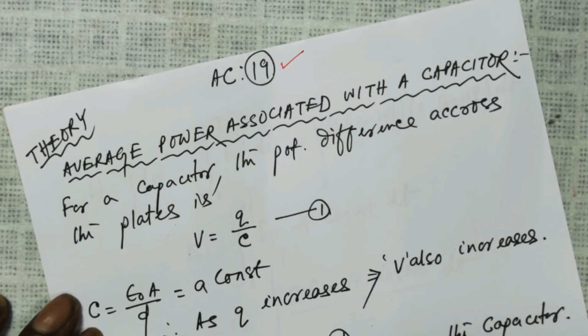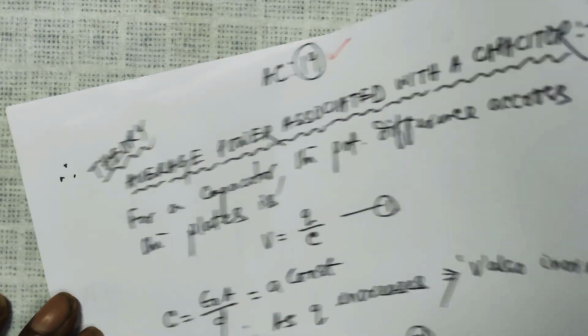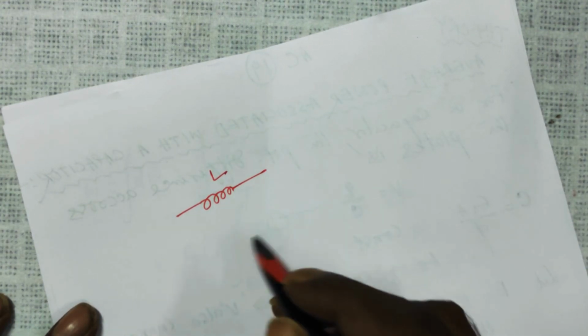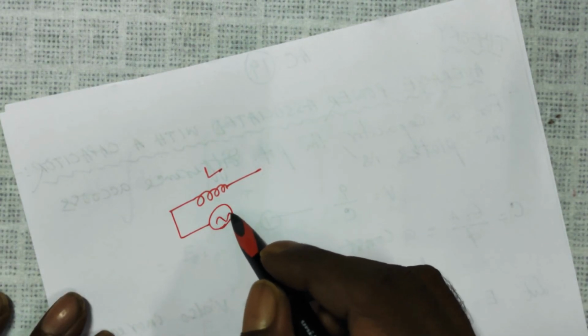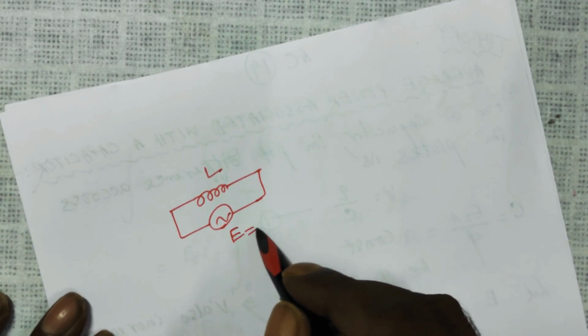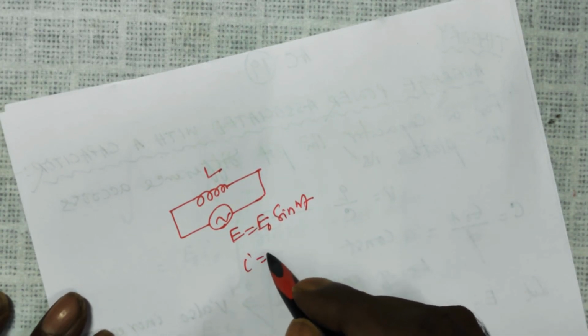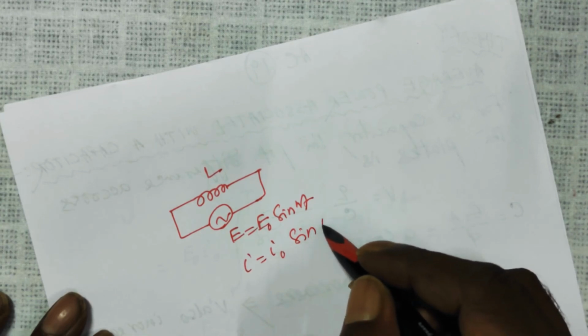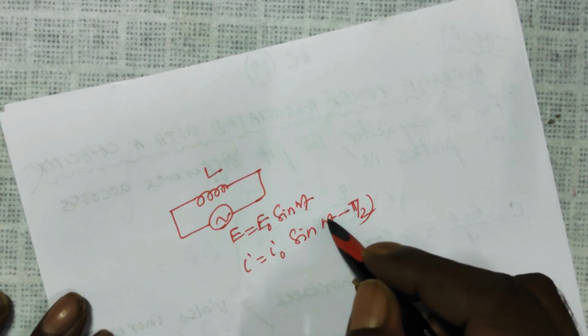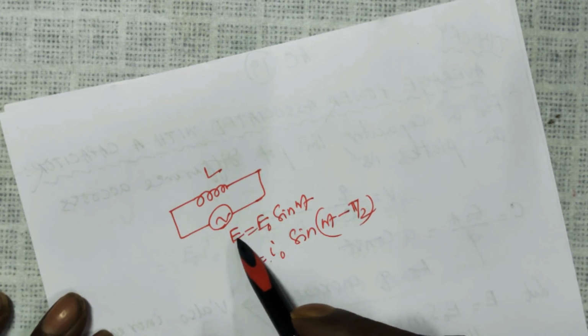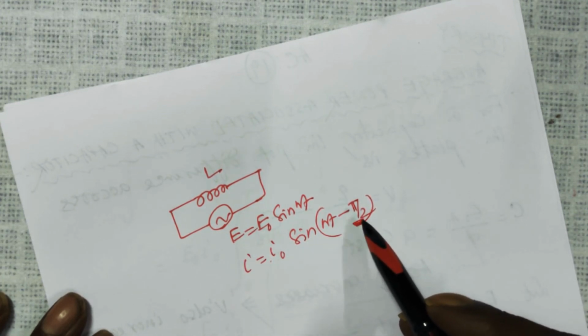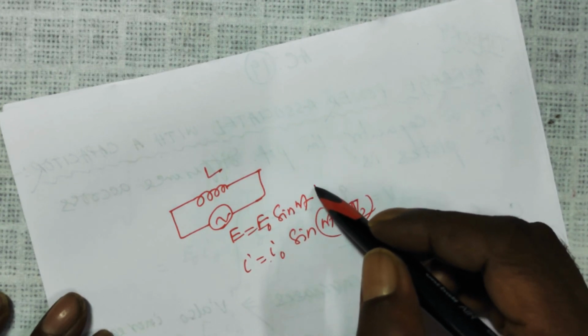In alternating current lesson 18 we learned this. When an inductor, a conductor in the form of a coil, is connected across an alternating EMF, E is equal to E naught sin omega t, the current is I equal to I naught sin omega t minus pi by 2. That is, the current was lagging behind the applied EMF by pi by 2, or the EMF is ahead of the current by pi by 2.